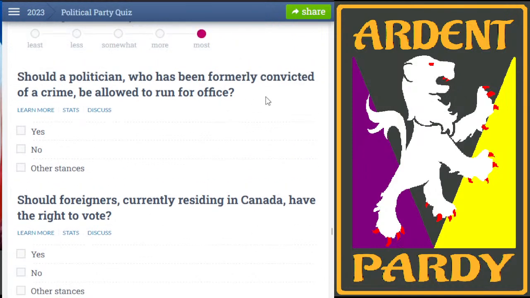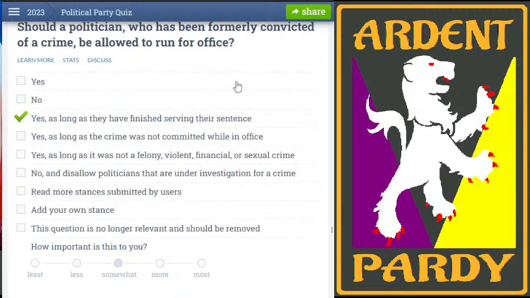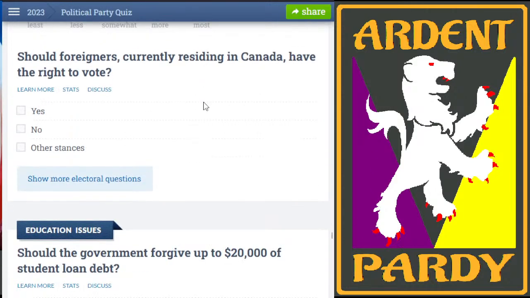Should a politician who has been formally convicted of a crime be allowed to run for office? Depends on the crime. Yeah, they should have at least finished their sentence. As long as it was not a felony, violent, financial, or sexual crime. Yeah. As far as I'm concerned, if someone has served their sentence, they deserve a chance to rejoin society.